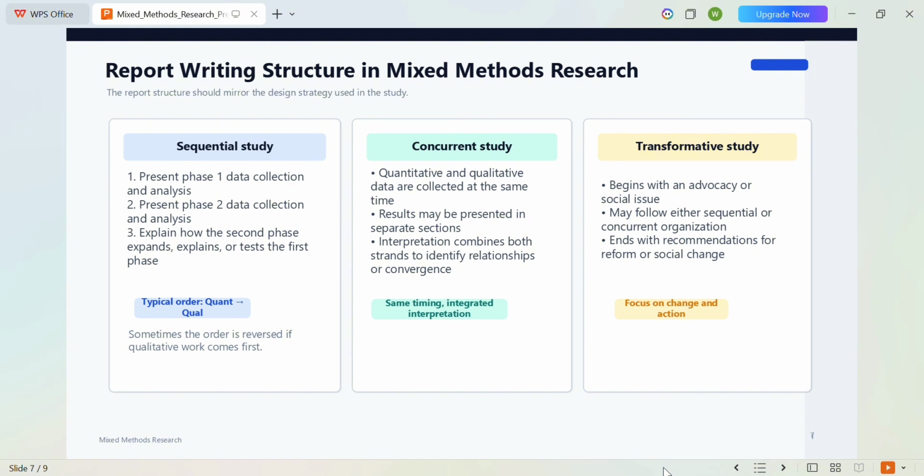And if you conduct a transformative study, if the focus is on social change or advocacy, your report will include recommendations for reforms and actions.